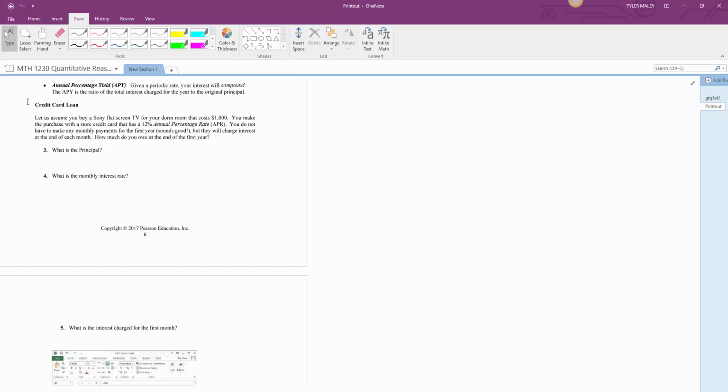So number three, the first thing is it wants us to identify the principal. And if you remember from the vocab, the principal is the amount of money borrowed from the lender. So how much you borrowed. We borrowed $1,000, so $1,000 would be the principal. And then for number four, you're asked what is the monthly interest rate? This is something that was in the text. We talked about a periodic rate.